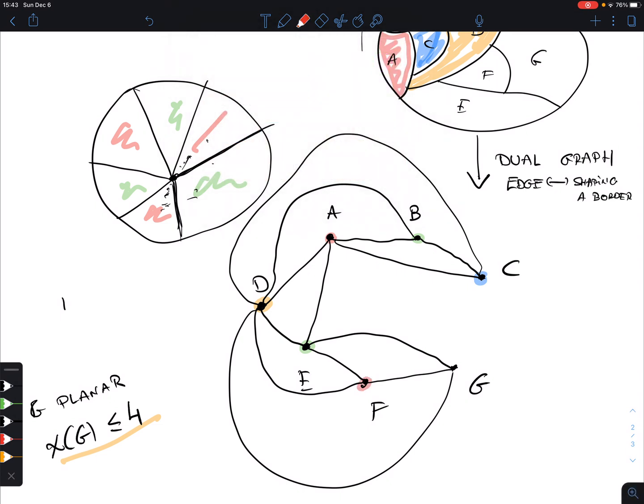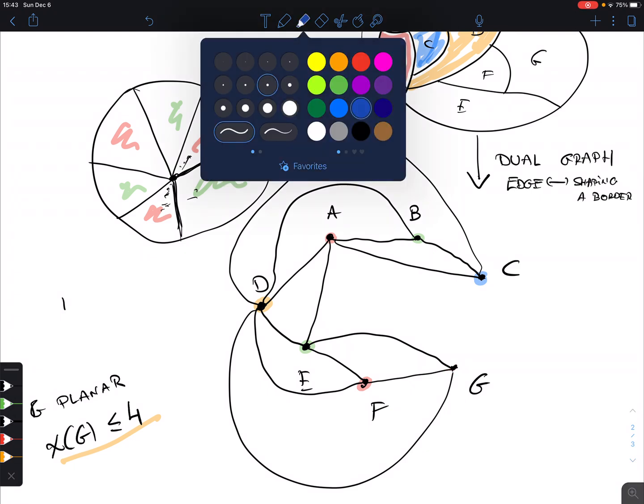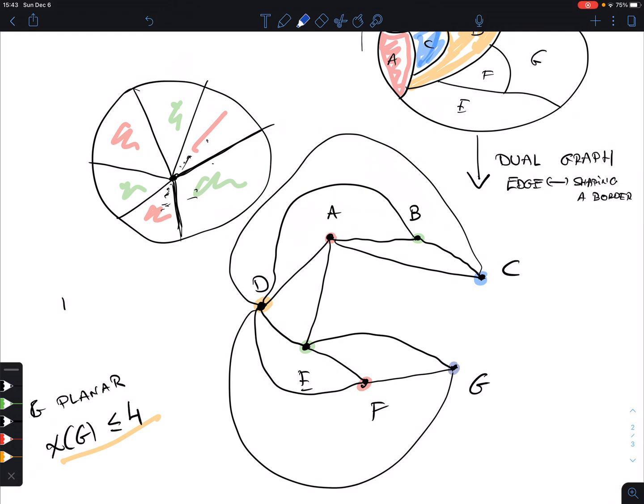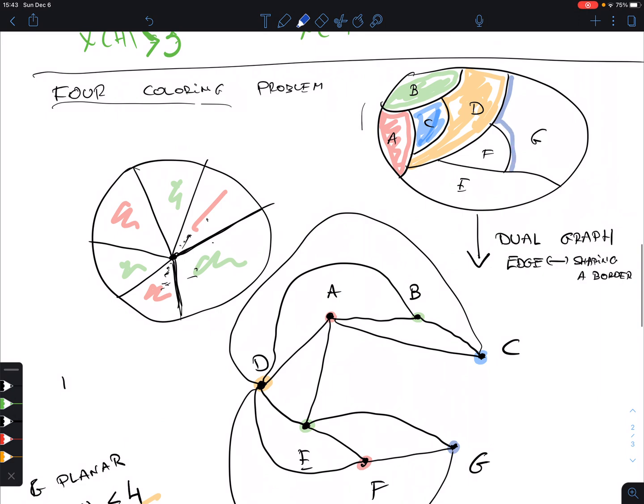For G, G connects to D, E, and F. D, E, and F are all connected to G. And they all have different colors, so I have to use the fourth color that I still have available, which is blue. But that's the end of the coloring. I'm done. So we have to color this blue.